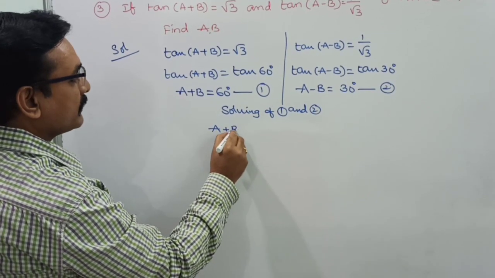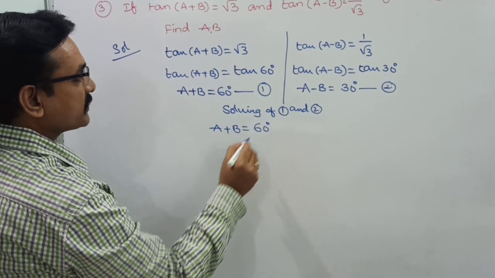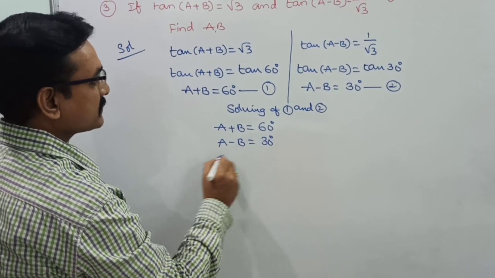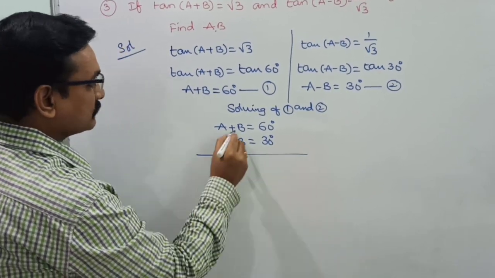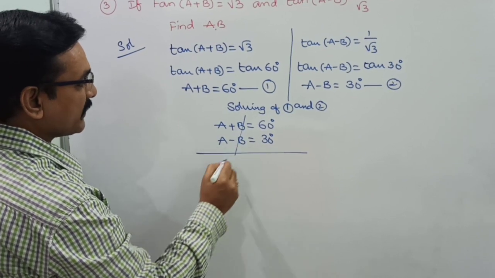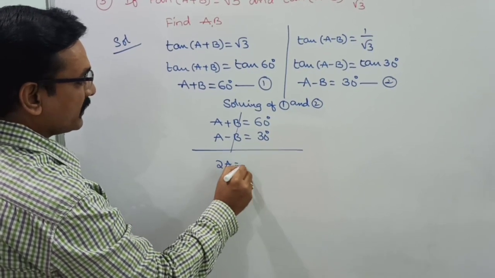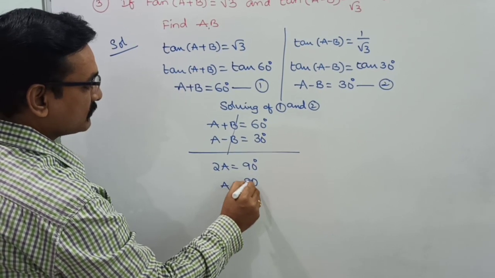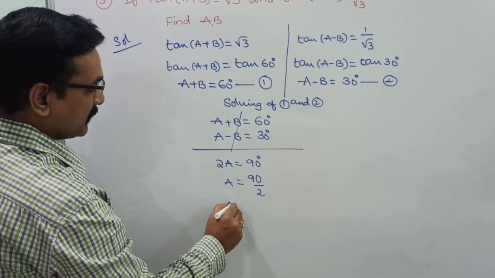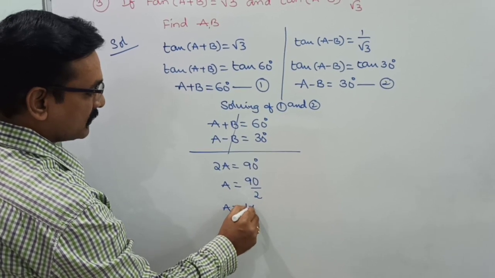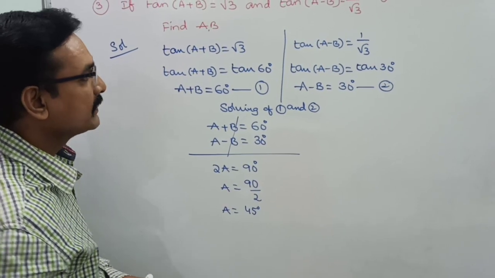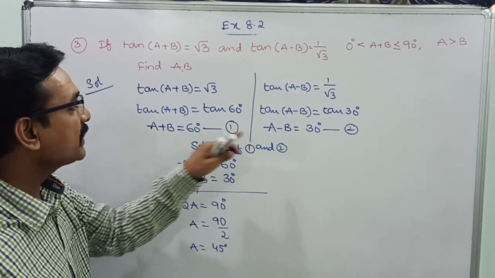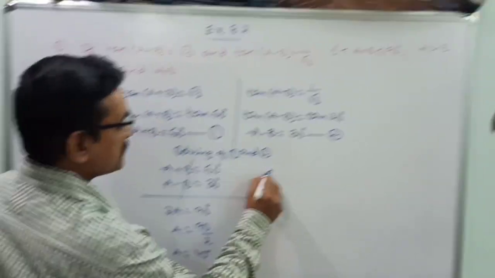So, a plus b equals to 60 degrees. A minus b equals to 30 degrees. Adding 1 and 2. If you add these both, plus b minus b cancel. 2a equals to 90 degrees. A equals to 90 by 2. A equals to 45 degrees. Now substitute this A equals to 45 degrees in any of the two equations.